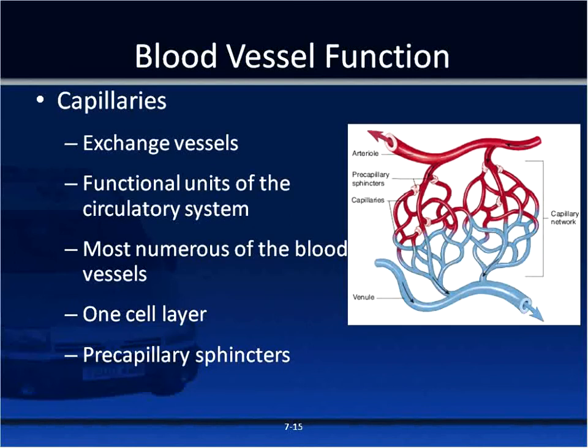Capillaries, exchange vessels, are considered the functional units of the circulatory system because it is here that the exchange of oxygen, nutrients, and waste products between blood cells occurs. Capillaries are the most numerous of the blood vessels and are very thin, consisting of just one cell layer, enabling exchanges between the blood and tissue fluid.